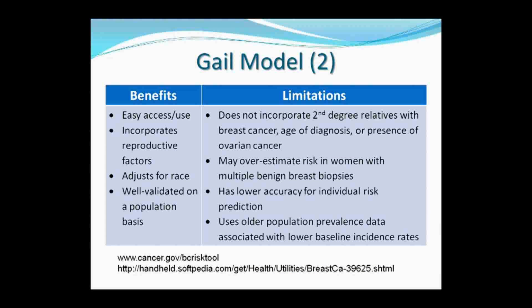Probably the most well-known model out there is the Gail model. That's been around for quite some time. It's used quite broadly by clinicians, and it can be a very good model, particularly for population-based studies. Unfortunately, it's not very good at identifying women with hereditary cancer risks because it does not include second-degree relatives or age of diagnosis. It does increase risk substantially for benign breast biopsy, which may or may not be appropriate. And it's been demonstrated on an individual basis to not provide very high accuracy of individual risk prediction.